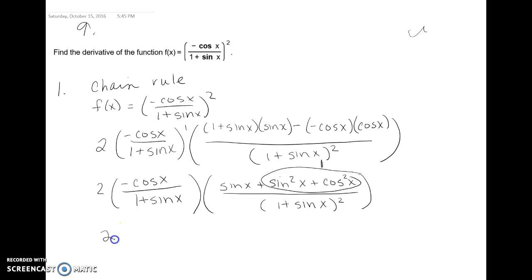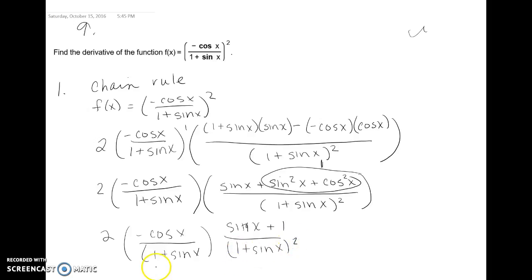So here we'd have 2 times negative cosine of x, 1 plus sine of x, plus 1 over 1 plus sine of x squared. Now, it doesn't matter where you cancel out, but we could cancel out this sine of x plus 1 with this one or one of those, and we could just write this as negative 2 cosine of x over 1 plus sine of x squared.